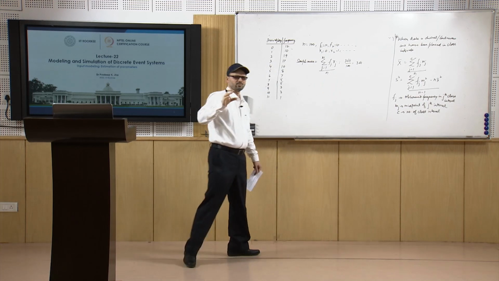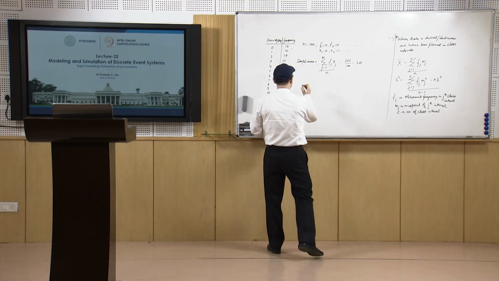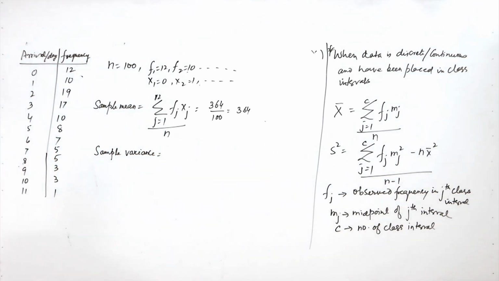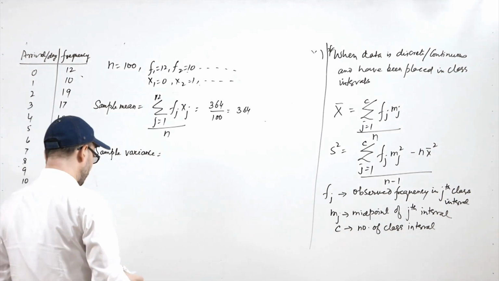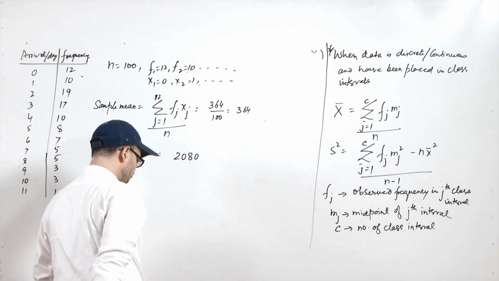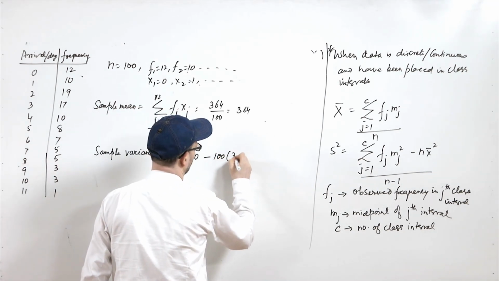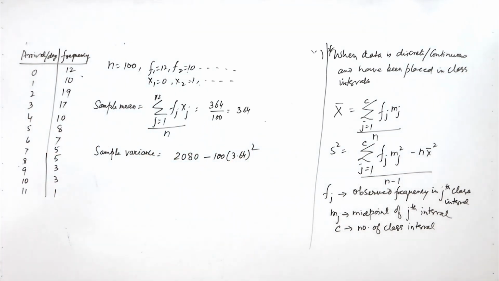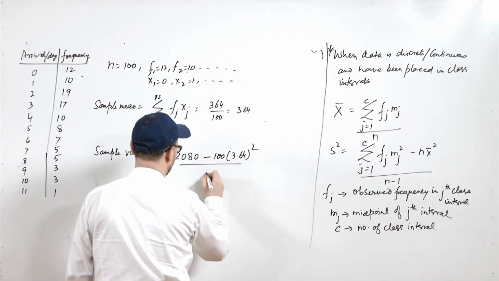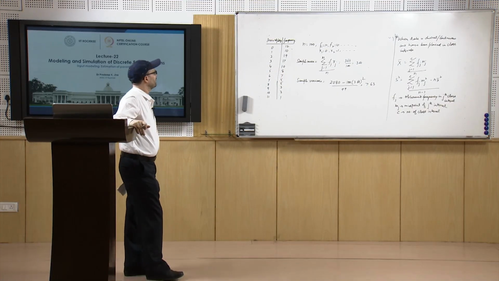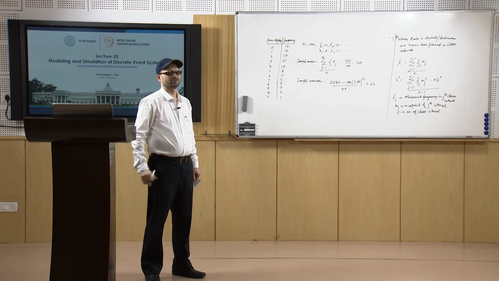Similarly, you can again use the formula for calculating the sample variance. For sample variance we will have to calculate fj xj square, and xj square will be calculated and multiplied by the frequency. The summation of that will be 2080, and minus the sample mean 3.64 squared, so this is n into x bar square, divided by n minus 1, so it will be divided by 99, and this comes out to be 7.63. So this is how, when you have the data, you can calculate the sample mean and sample variance.